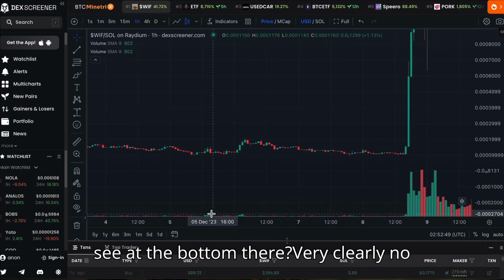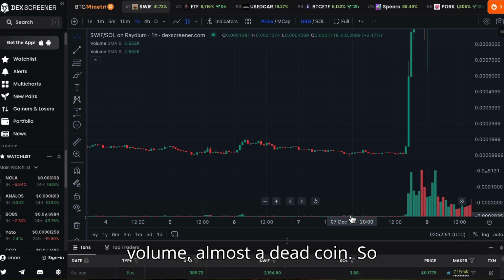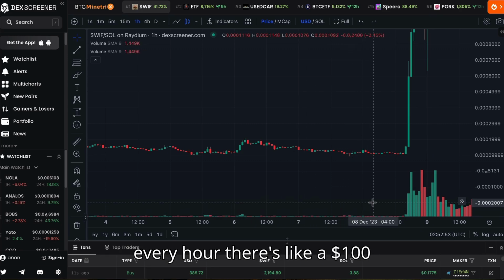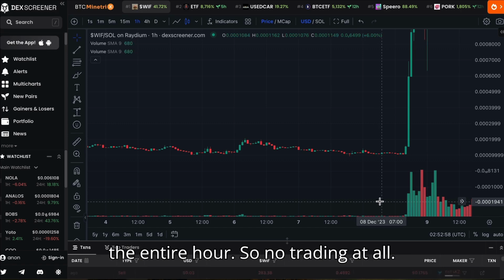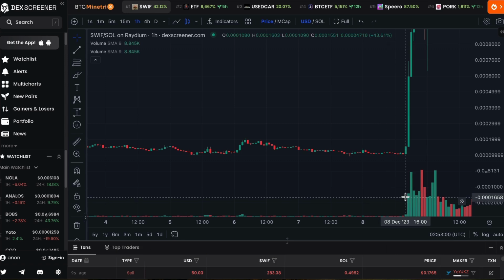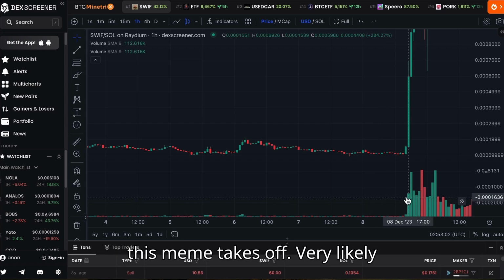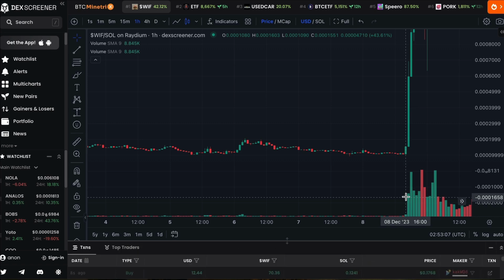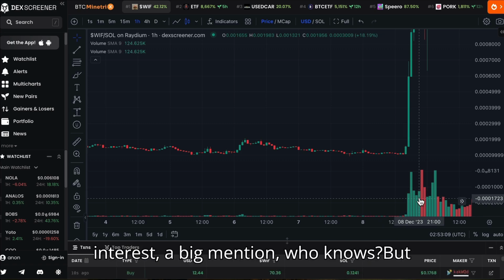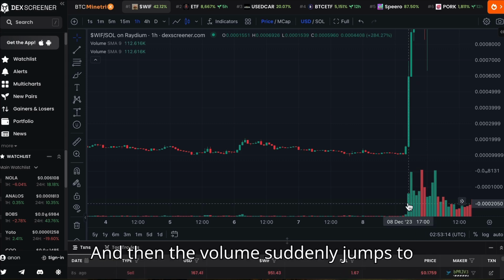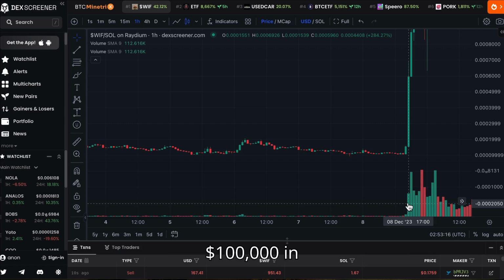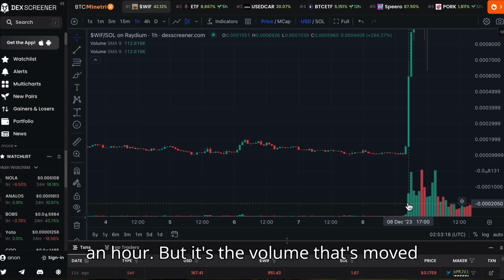Very clearly, no volume. Almost a dead coin. So every hour, there's like $100 traded, maybe 1,000, then 500 for the entire hour. So no trading at all. And then suddenly on 8th of December, this meme takes off. Very likely something going on social, sharing, interest, a big mention, who knows. But everybody apes into this coin. And then the volume suddenly jumps to $100,000 in an hour.